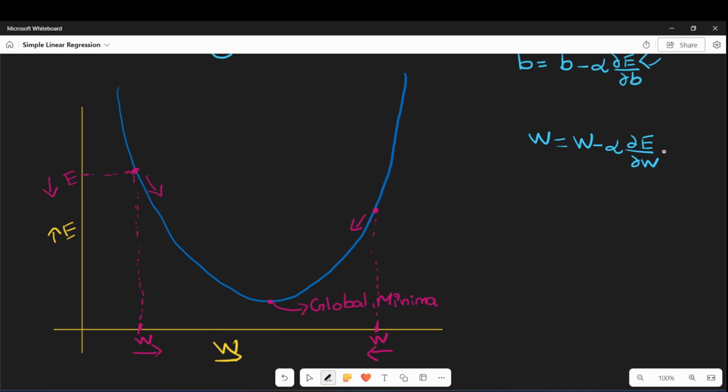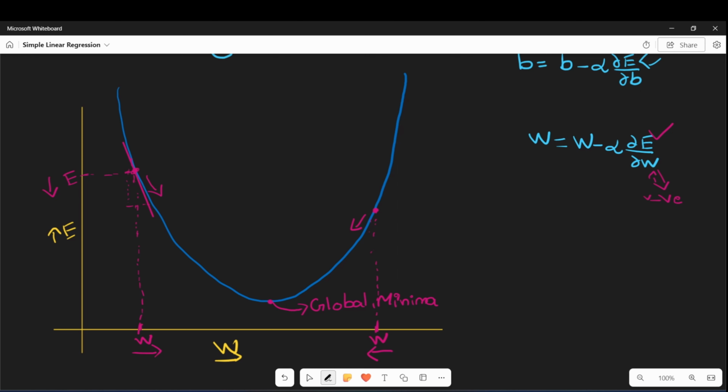Now how do we know when to move towards the right and when to move towards the left? To know that, we calculate the partial derivative. For those of you who don't know what partial derivative does, it calculates the rate of change of the error function with respect to this variable w while keeping all other variables constant. In simple words, it gives the slope of a curve at a given point. So if we calculate the dou E by dou W value at this point, it gives the slope of the curve at this point.